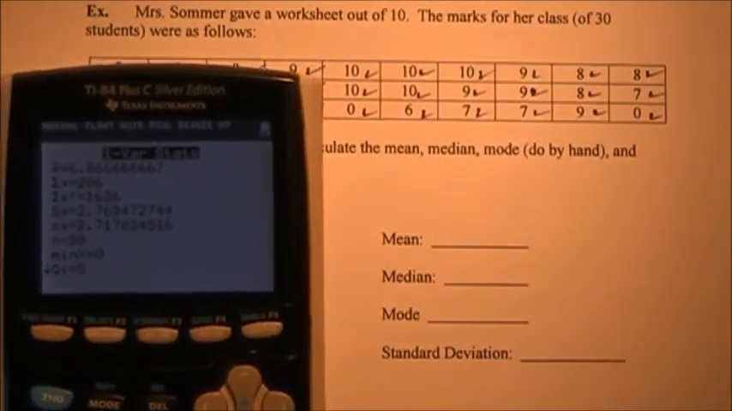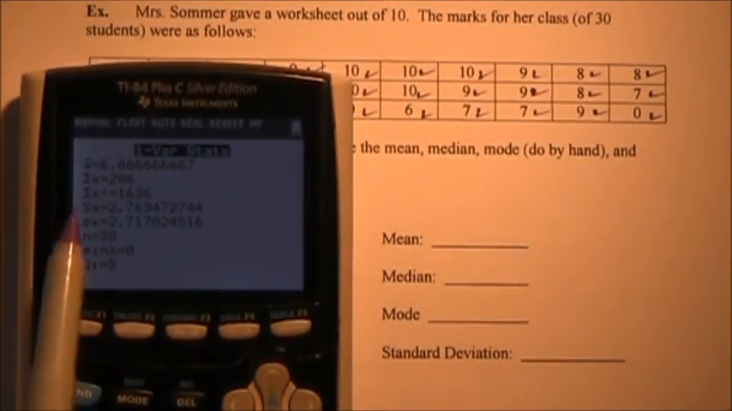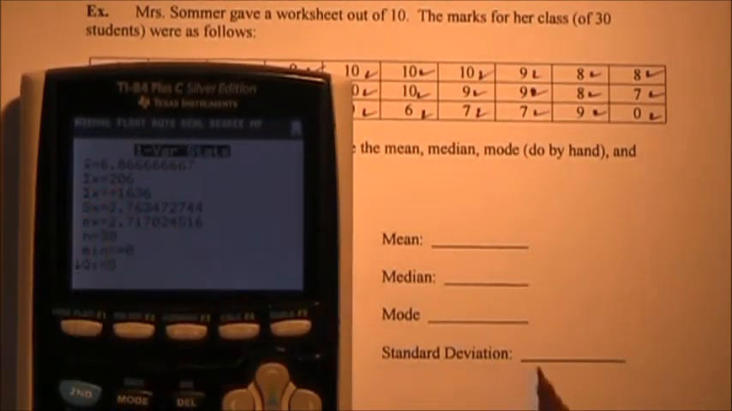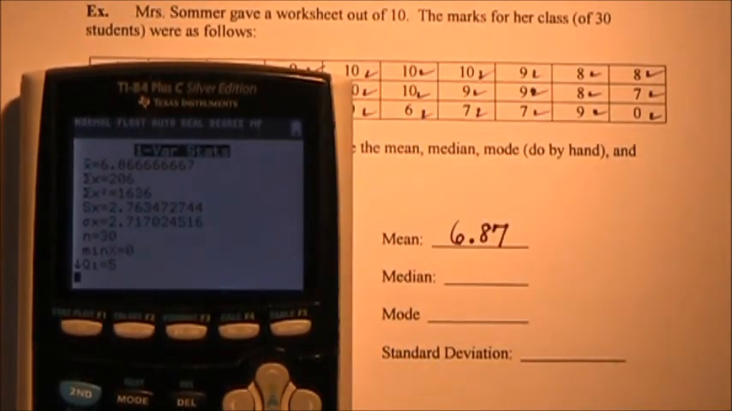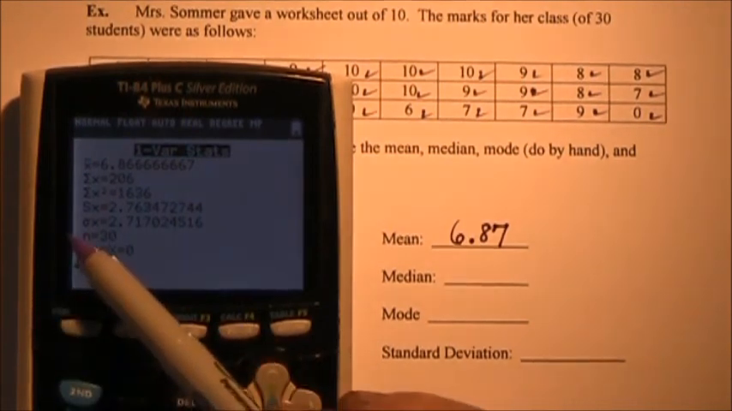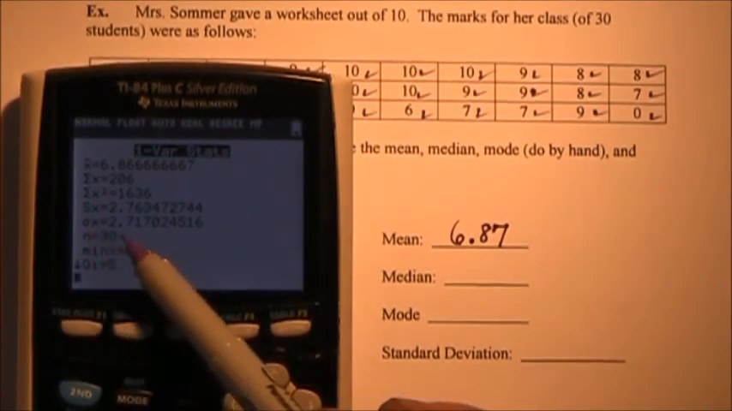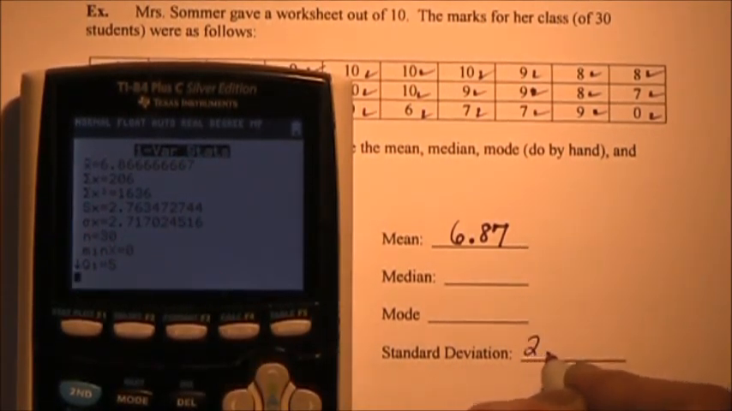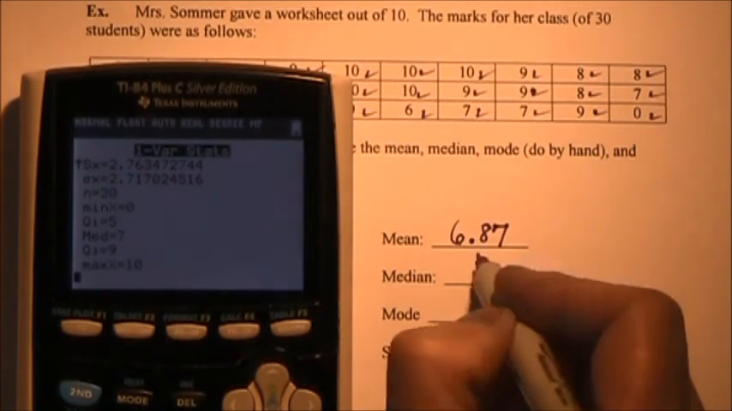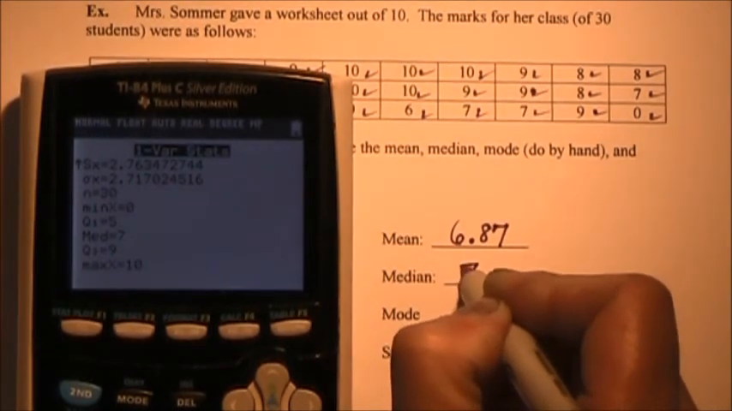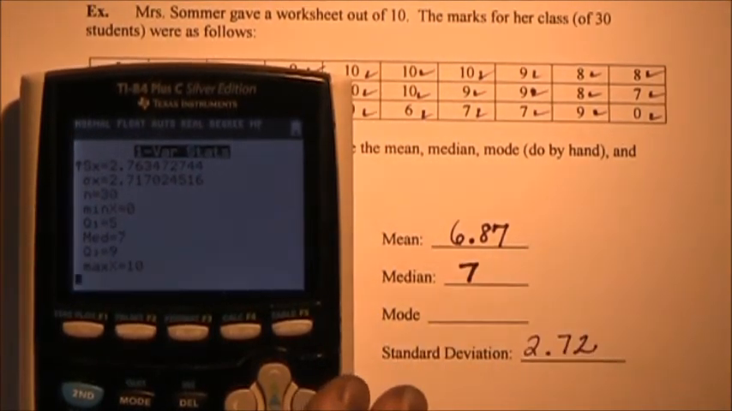So, very first one is our mean. So we're looking at 6.87. Our standard deviation's right here. So we have 2.72. And then recall for our median, we need to do the down arrow until we see the MED. There's our MED with a value of 7. So those are the ones that we can get with our calculator.